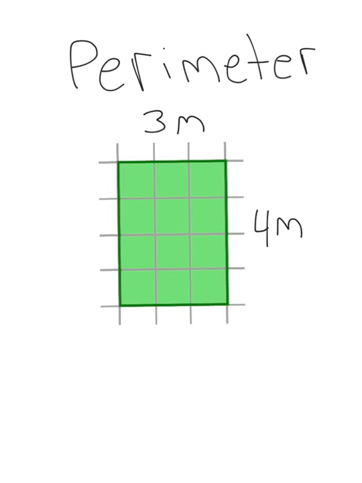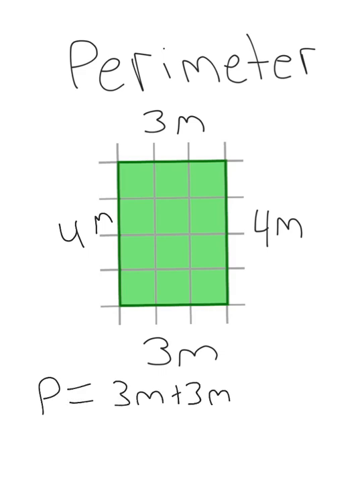We can already guess, because this is the same length as this side, this is also going to be 3 meters. And therefore, this last side must also be 4 meters. So when we're going out to buy our fencing, we know our perimeter equals 3 meters plus 3 meters plus 4 meters plus 4 meters.